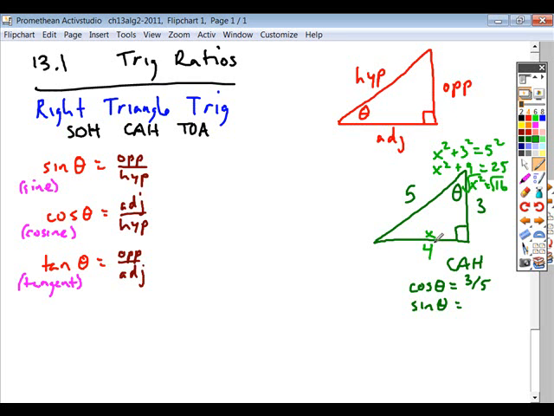Okay, once you have that missing side, you can then identify the ratio. So the sine ratio is opposite, which we found to be 4, over hypotenuse 5. And what would the tangent ratio be?